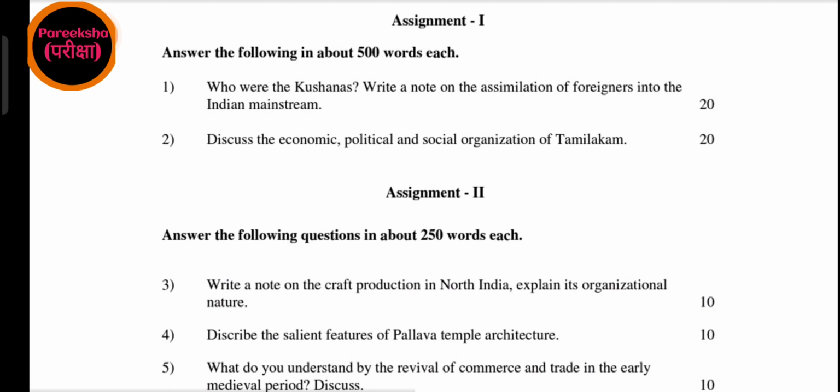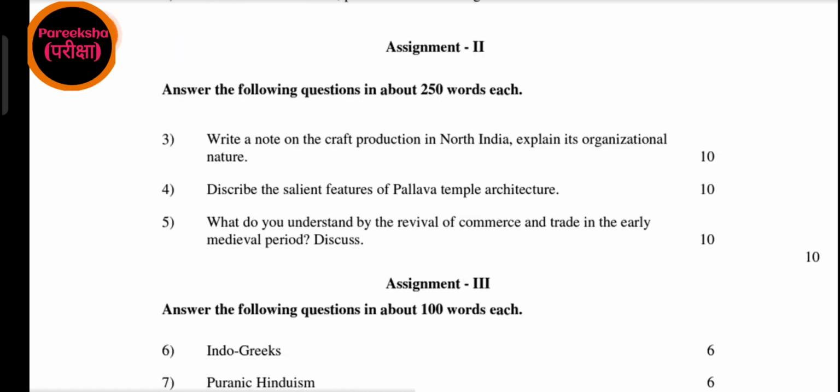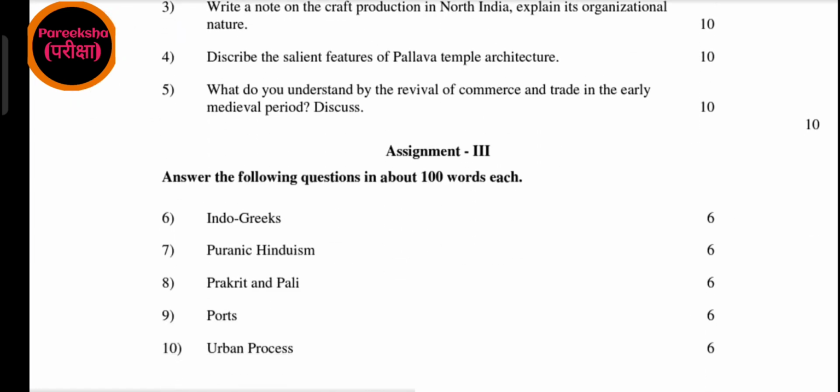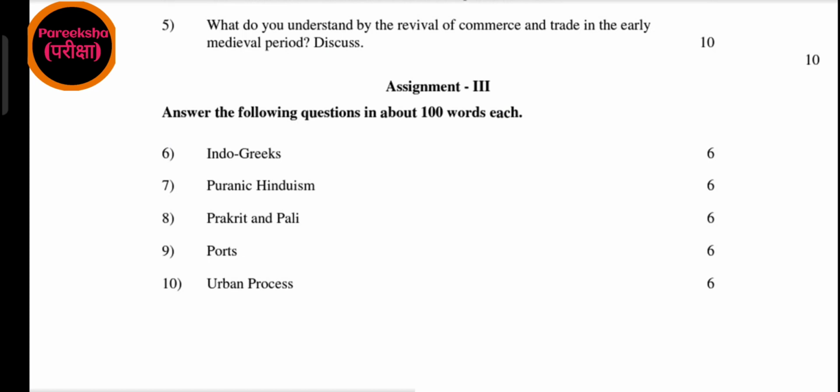Now the second assignment is: write the answers to questions in about 250 words each. इसमें आप 250 वर्ड्स मीन्स 2.5 पेजेस से लेके 3 पेजेस तक लिखिए. तो फर्स्ट क्वेश्चन इज राइट अ नोट ऑन द क्राफ्ट प्रोडक्शन इन द नॉर्थ इंडिया एंड एक्सप्लेन इट्स ऑर्गेनाइजेशनल नेचर. Next question is describe the salient features of the Pallava temple architecture. The fifth question is what do you understand by the revival of commerce and trade in the early medieval period, and discuss it.